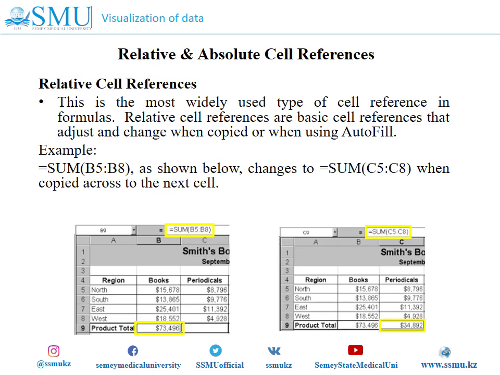Relative and absolute cell references. Relative cell reference. This is the most widely used type of cell reference in formulas. Relative cell references are basic cell references that adjust and change when copied or when using autofill. For example, sum B5 B8 as shown below changes to sum C5 C8 when copied across to the next cell.